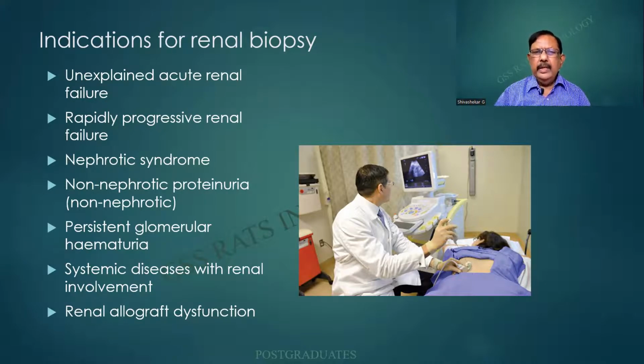Systemic diseases with renal involvement, for example, amyloidosis. Renal allograft dysfunction. This is of great importance. The patient will be on the table or would have just entered the ward, and you will have to give an opinion on the graft acceptance or the rejection.